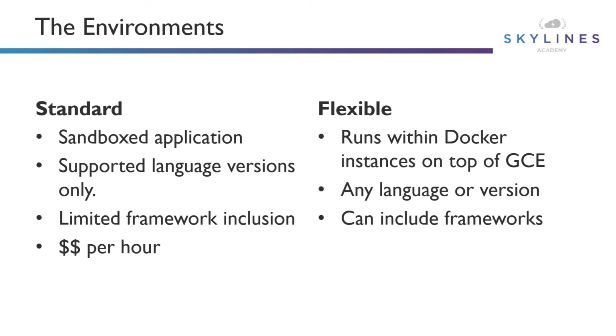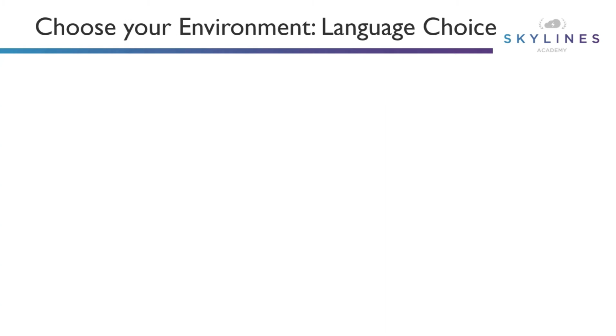Usefully, your application can also access other resources or services from within GCE. The payment structure is also different. As I said before, the standard environment charges you based on the time you're using it and the degree of scaling, whereas the flexible environment charges you based on the underlying Compute Engine resources. That means you pay per CPU, memory, and disk.